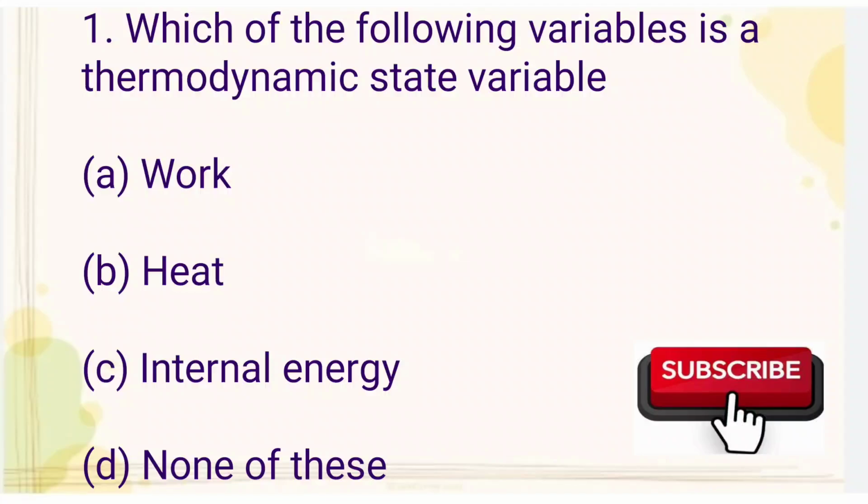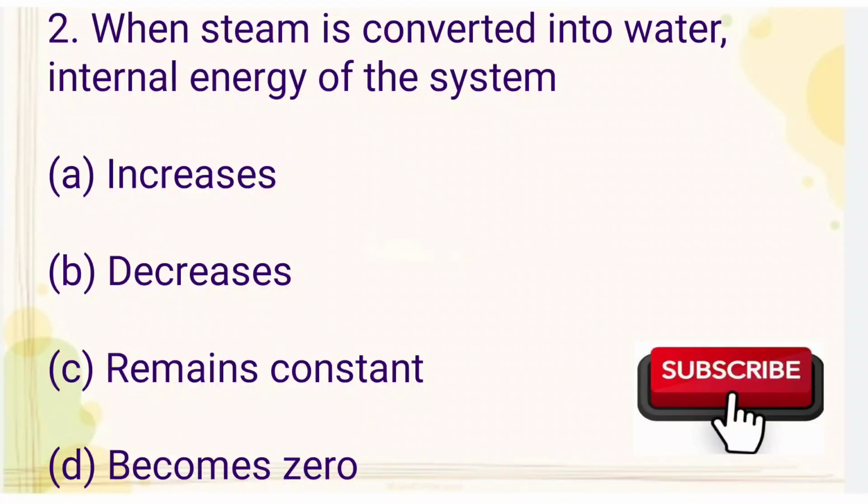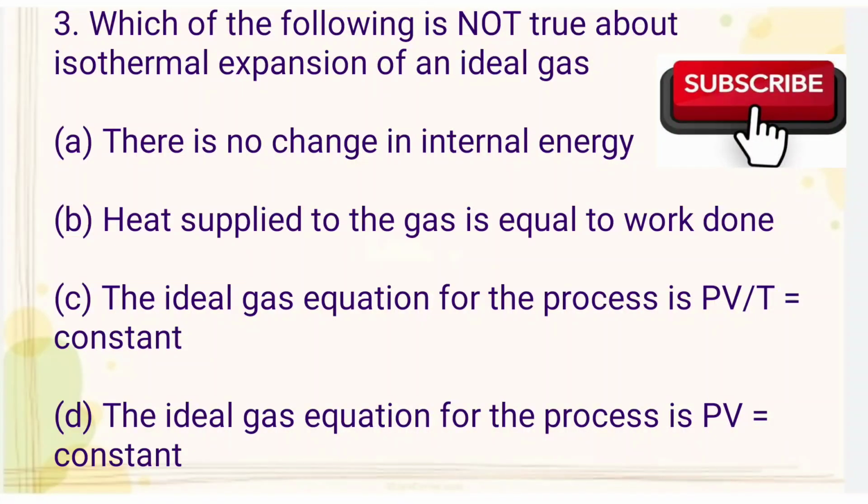Now students, the first question is: which of the following variables is a thermodynamic state variable? Option C, internal energy. When steam is converted into water, internal energy of the system decreases. Which of the following is not true about isothermal expansion of an ideal gas?